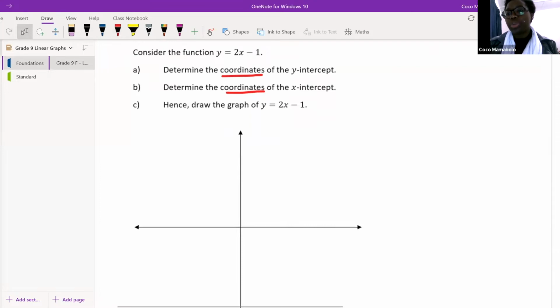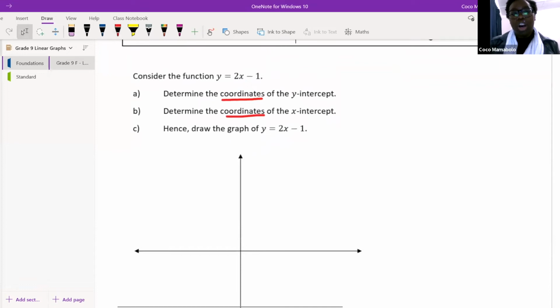Okay, so what we're doing now is we're finding the x-intercept and the y-intercept of this function that we have over here. I'll just highlight it. The function says y is equal to 2x minus 1, and we're trying to find the coordinates of the y-intercept and the x-intercept.